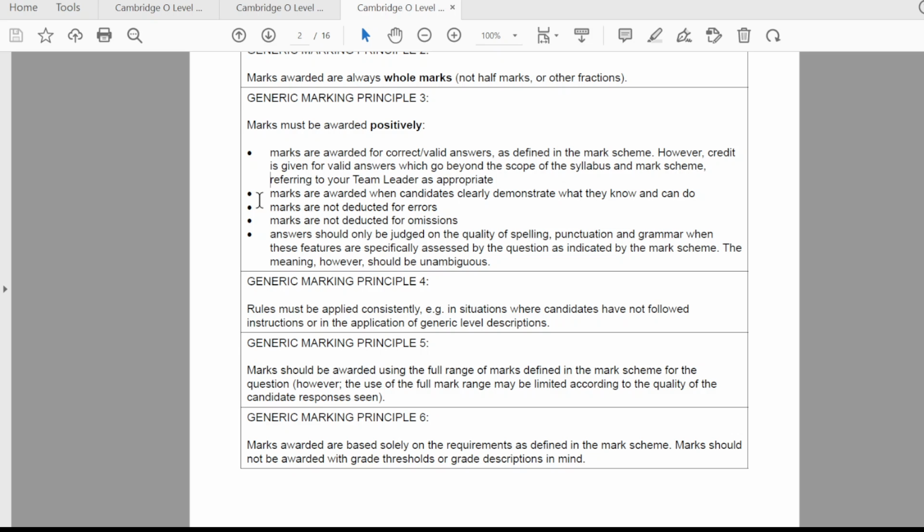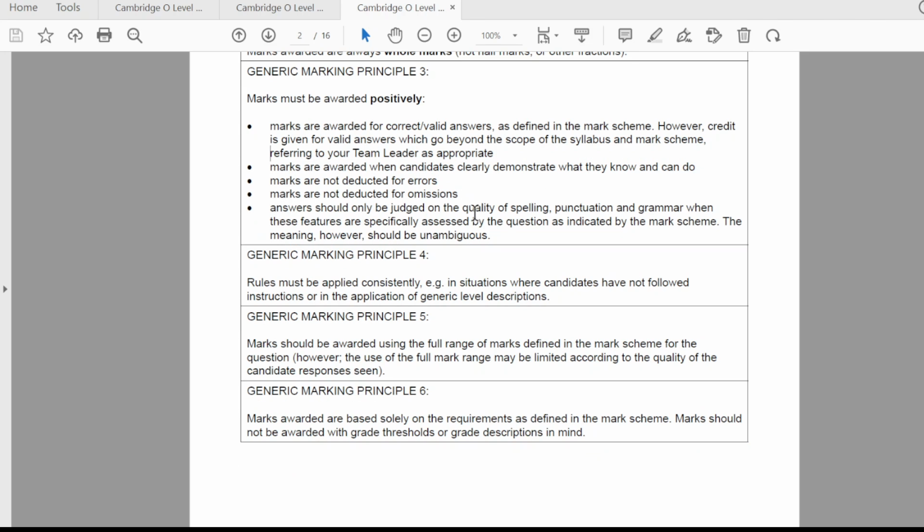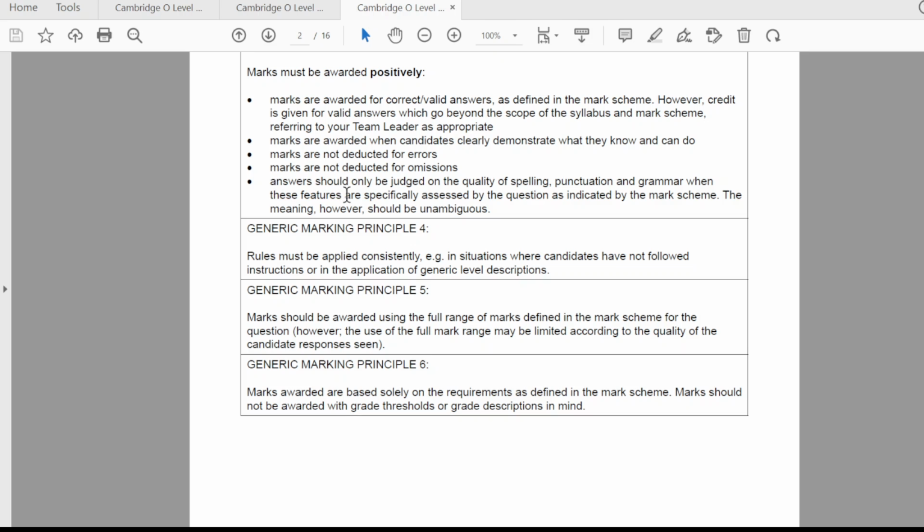Okay. Marks are awarded when candidates clearly demonstrate what they know and can do, right? So if you know something and you can do it, you need to show it. Marks are not deducted for errors or omissions, so yeah, no negative marking. Answers should only be judged on the quality of spelling, punctuation, and grammar when these features are specifically assessed by the question, as indicated in the marking scheme.